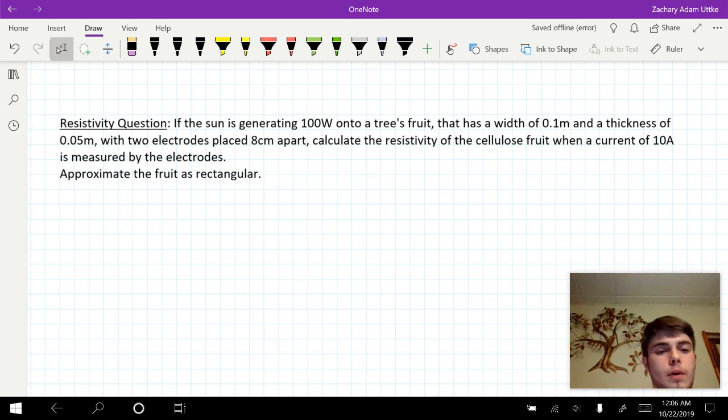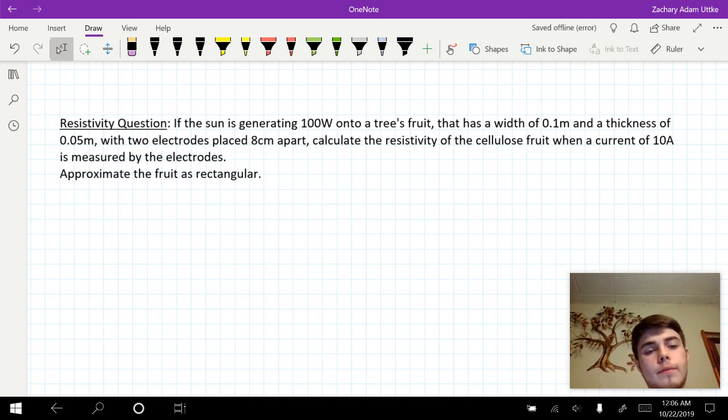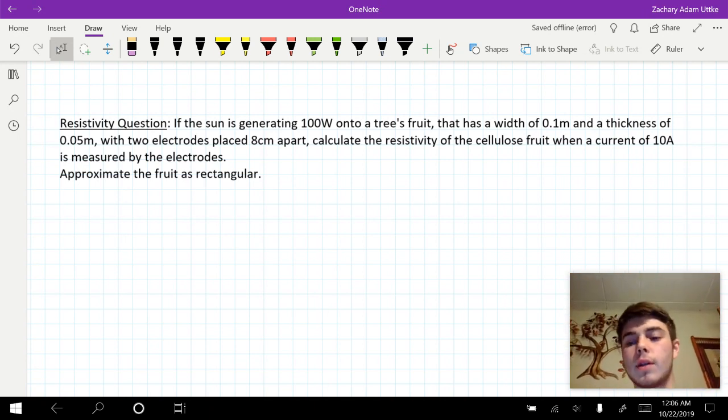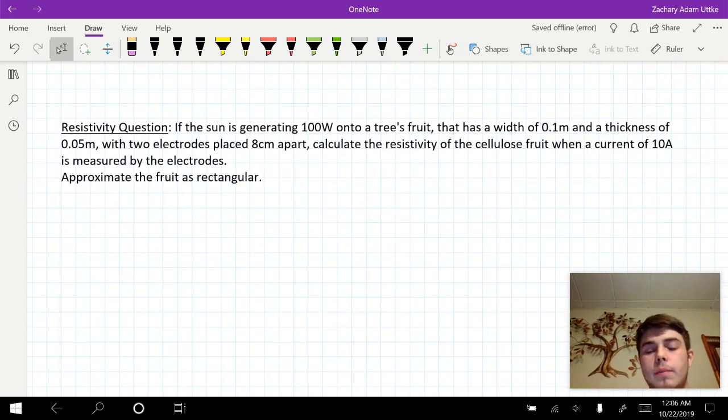Okay, so our question is: if the sun is generating 100 watts onto a tree's fruit that has a width of 0.1 meters and a thickness of 0.05 meters with two electrodes placed 8 centimeters apart, calculate the resistivity of the cellulose fruit when a current of 10 amps is measured by the electrodes. Approximate the fruit as rectangular. Okay, so this is kind of a mouthful, and it's kind of hard to see what's going on maybe.